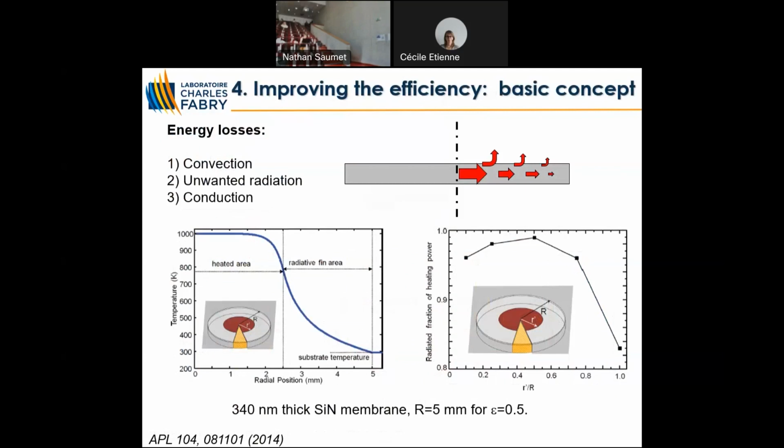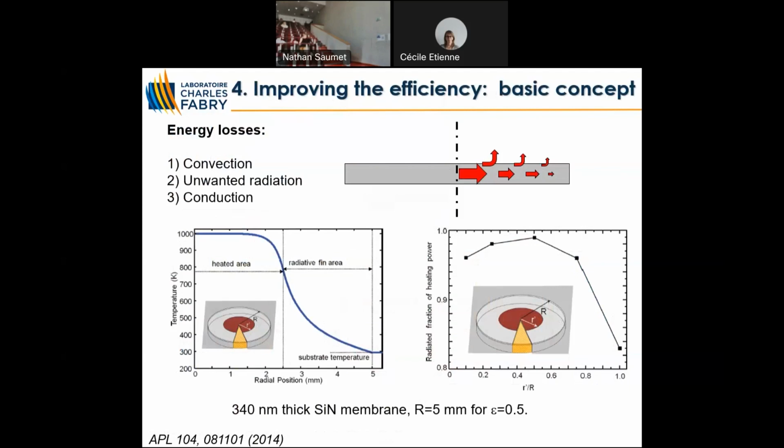If you go to the infrared, you can just increase the temperature to 1200 degrees. That's enough. At 1200 degrees, you do not vaporize the metal. So you can operate the device in vacuum. If you operate in vacuum, there are no more convection losses. So you solve the main problem of energy losses.